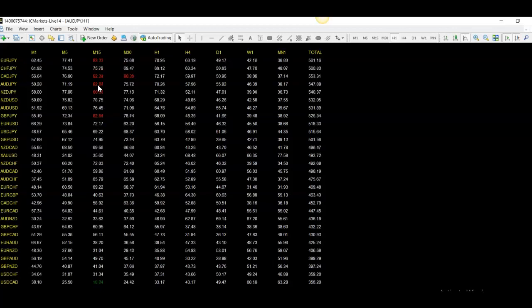And combined with the MACD SR indicator, you have a very, very powerful trading system here.